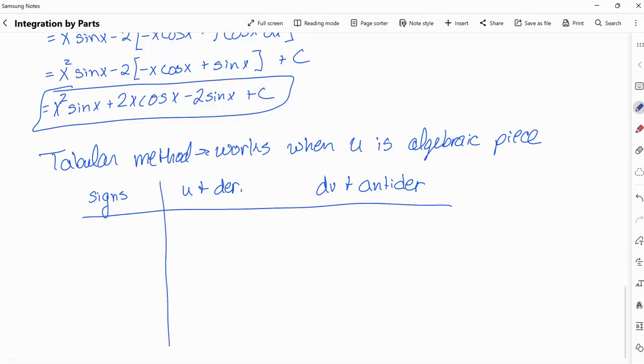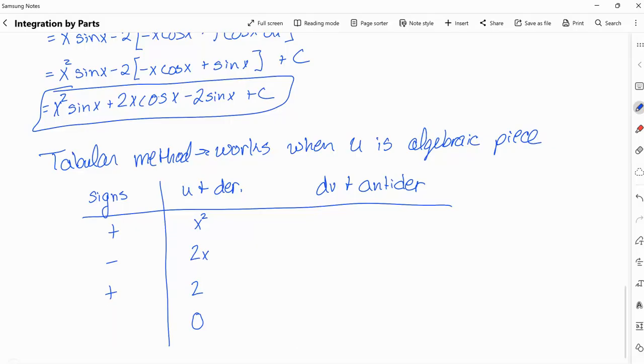So the signs are going to alternate plus, minus, and so on. We'll have to figure out how many rows we need. We're going to start with u. U is the algebraic piece x squared. The derivative of that is 2x. The derivative of that is 2. And that algebraic piece, its derivatives will always end up going to 0. That's why this works so well.